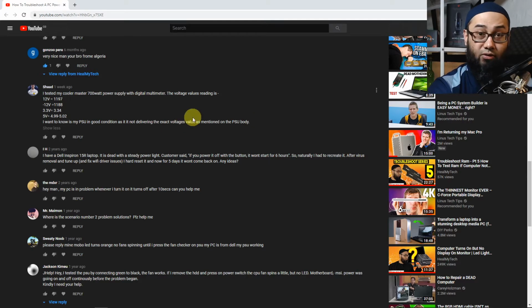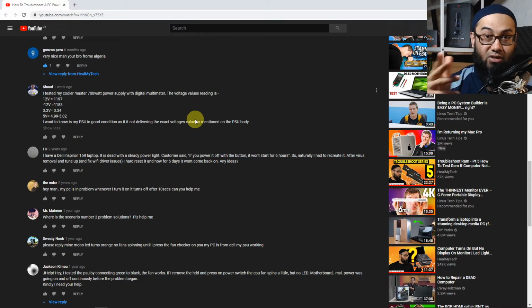Okay, Shad, so two things. Number one, you want to know if your PSU is delivering the exact voltages, but you haven't mentioned whether you're having any issues with your computer. Okay, it's not clear. Also, the values you've mentioned seem quite within range of the acceptable margin of error, which is going to be about 4 to 5% each way. So they look fine to me as far as I can tell. So if your computer is working fine, I wouldn't worry about it.